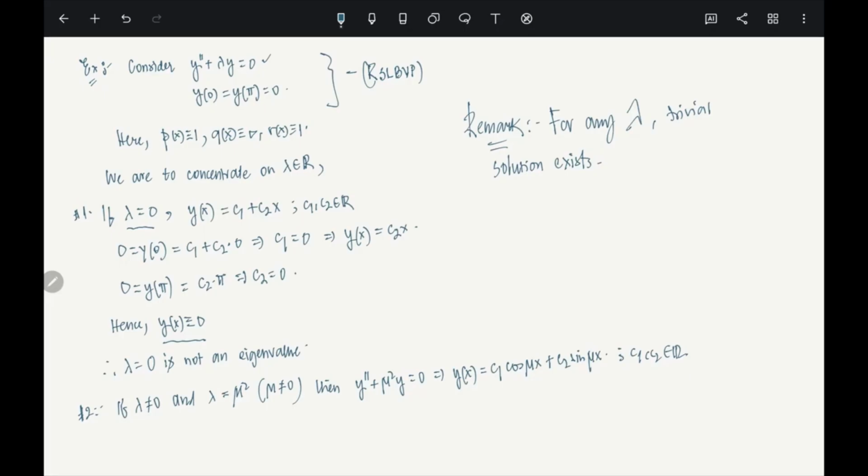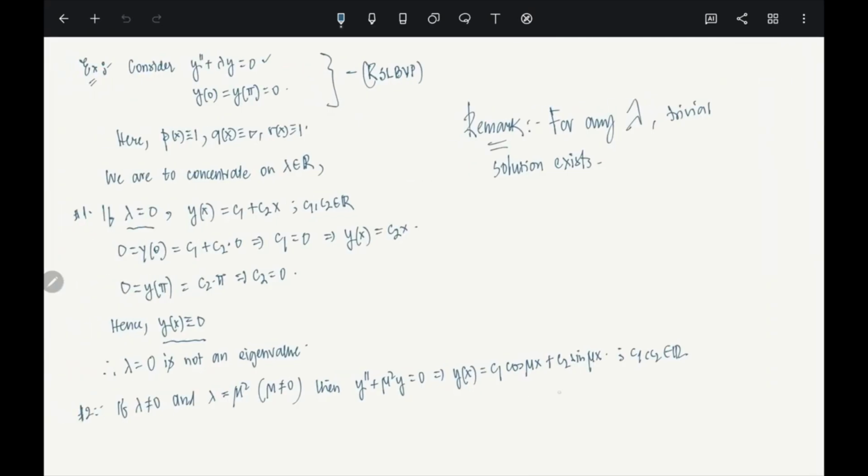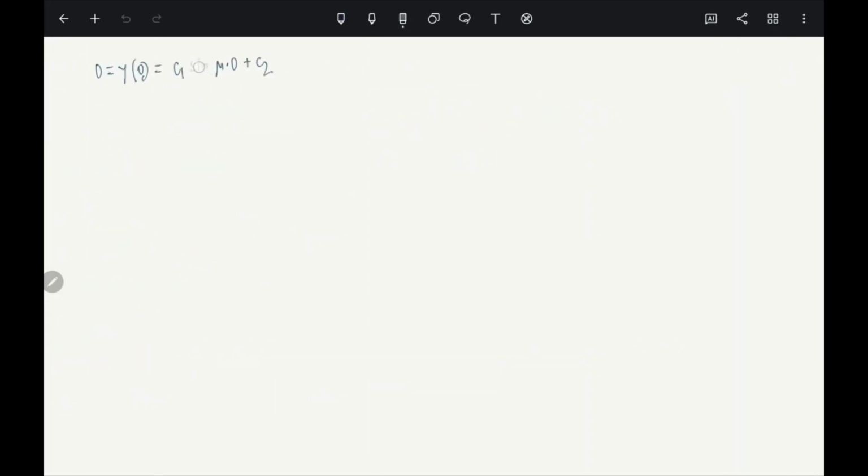Now if this is the case, you have to satisfy the boundary conditions. First of all, the first condition is 0 equals y at the point 0. And y at the point 0 is c1 times cosine mu 0 plus c2 times sine mu 0. Is it okay? Yes. Now you see, sine 0 is 0 essentially.